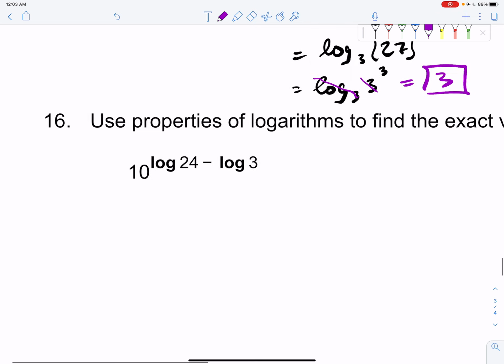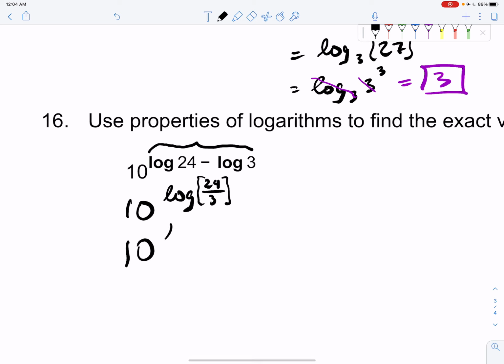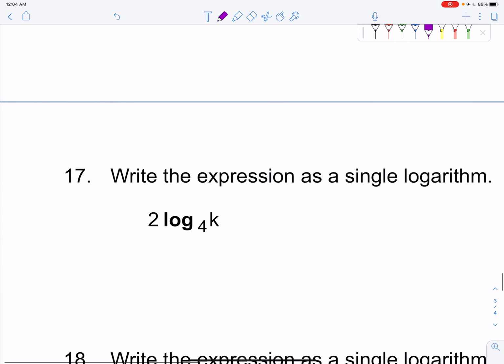All right, number 16. Now we have a crazy exponent, right? But we do know exponents and logs are inverses, so we're kind of hopeful here. What we're going to do is take this exponent and use the quotient rule. This is now 10 to the log of 24 divided by 3. Maybe it's helpful: the common log, what's the base? 10. Great. Now what's 24 divided by 3? That's just 8. So a lot of nice things happen for us now. A base of 10 and a log base 10 undo each other because they're inverses, and we're left with just 8. You see these properties are kind of nice in some ways.